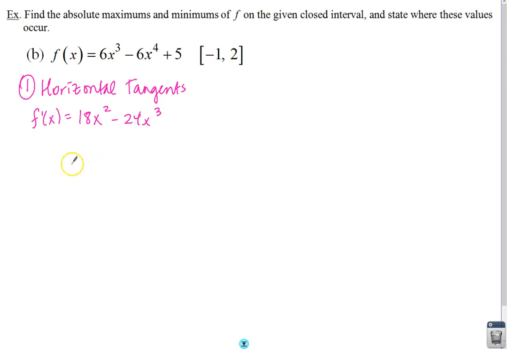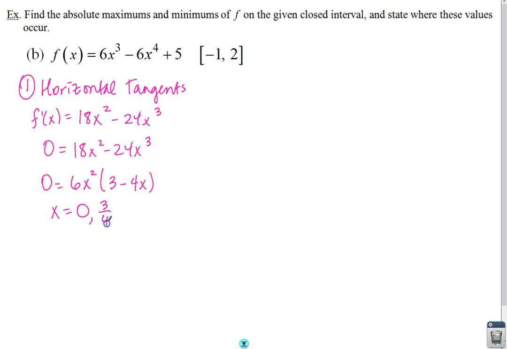So then I want to set that equal to 0. So 0 is equal to 18x squared minus 24x cubed. I can factor some of this out. I'm going to factor out a 6x squared, so I'm left with 3 minus 4x. That means x is equal to 0, and if I set this one equal to 0, I would get 3/4. Okay, so this is where I have a horizontal tangent, where my graph is potentially turning.